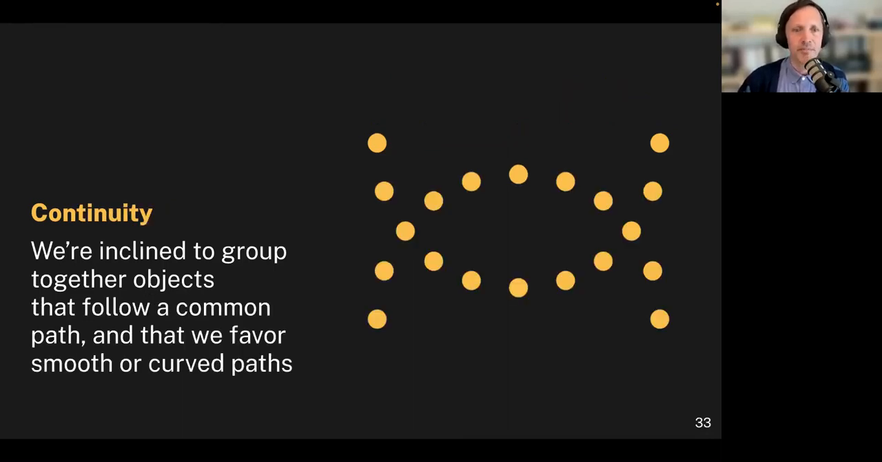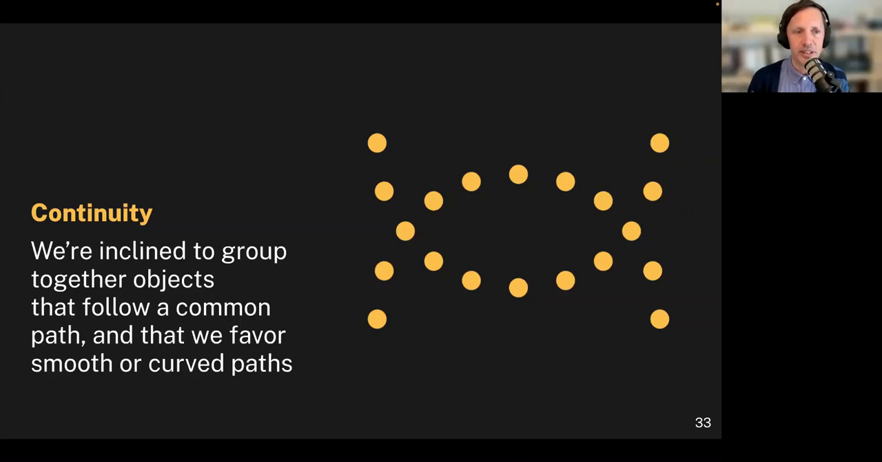Slide 33. The fifth grouping principle says that we're inclined to group together objects that follow a common path, and we favor smooth or curved paths over those with unexpected changes in direction. And this is called the principle of continuity. If we look at this collection of gold dots on this slide, there are different ways that you might interpret what is happening with these gold dots. But the most common interpretation is that you would see this as two arcs of gold dots that are intersecting.